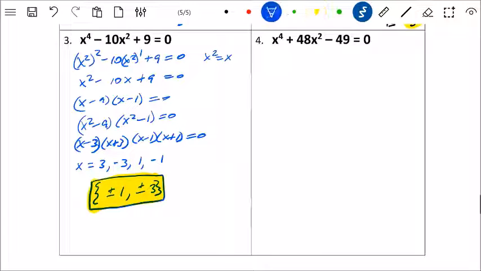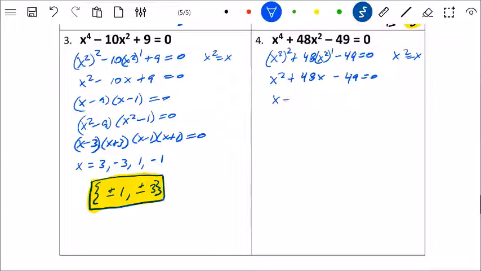Now, the last one, we'll do the same concept. x to the 4th plus 48x squared to the first minus 49 is equal to 0. And then I'm going to say that x squared is x, and that allows me to say x squared plus 48x minus 49 is equal to 0. In fact, the 49 is so close to the 48, it sort of gives it away. This is going to have to be an x plus 49 and an x minus 1 in order to multiply to make a negative 49 and add to make a 48.